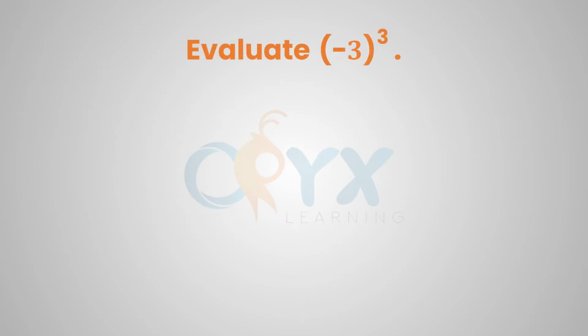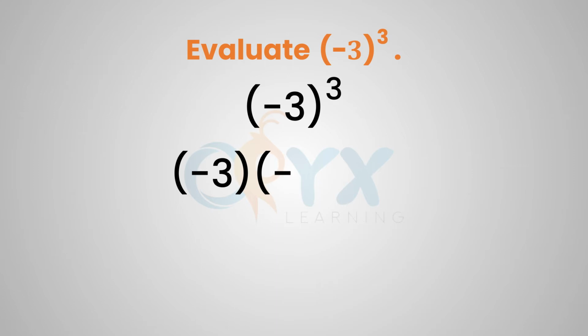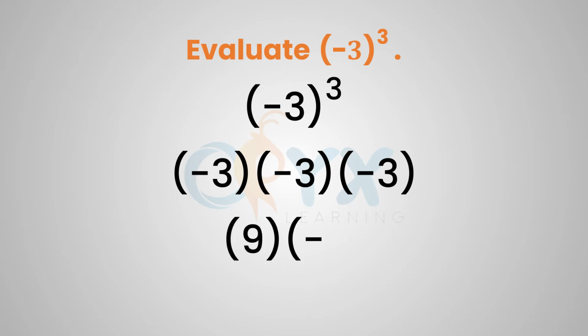In example number 1, we have evaluate negative 3 to the third. Well, negative 3 to the third is really the base of negative 3 written 3 times. So negative 3 times negative 3 times negative 3. If I just multiply the first two, negative 3 times negative 3, a negative times a negative is a positive, so positive 9. And then 9 multiplied by the last negative 3, 9 times negative 3, is negative 27. A negative number to an odd exponent, an odd power, will always be negative.